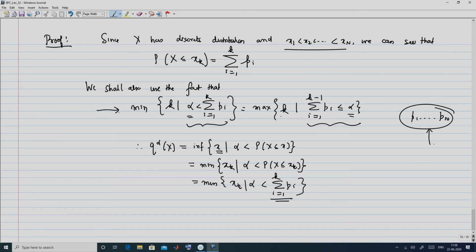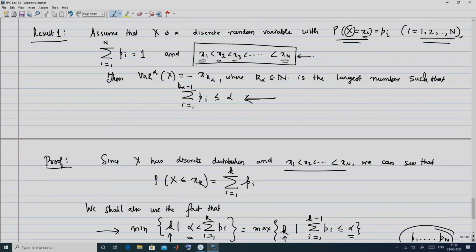So, this comes from the definition of this probability, and this minimum is nothing but the maximum. So, making use of these results, these k's can be replaced by x k. So, this is going to be the maximum of all those x k such that the summation of p i, i equal to 1 to k minus 1, is less than or equal to alpha. And what is this? This is precisely what we had defined to be our k alpha.